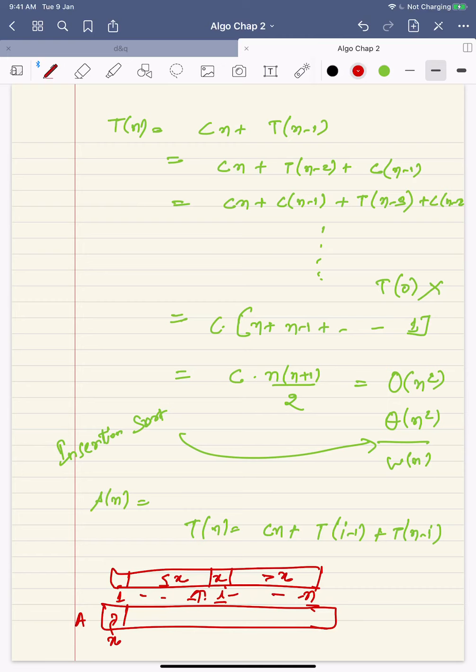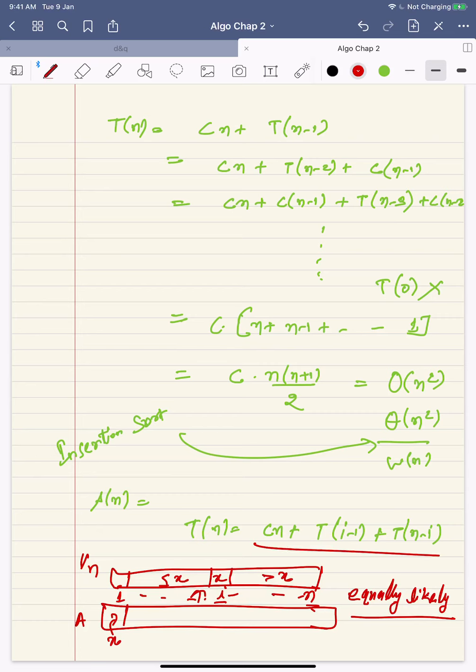X can be anywhere. And for this average case analysis, what we will have to assume is some probability distribution over all these possible positions. Now we don't have any other prior knowledge, so we will say, okay, let's assume all these are equally likely. So that means there is a probability of 1 by n for each of the positions.